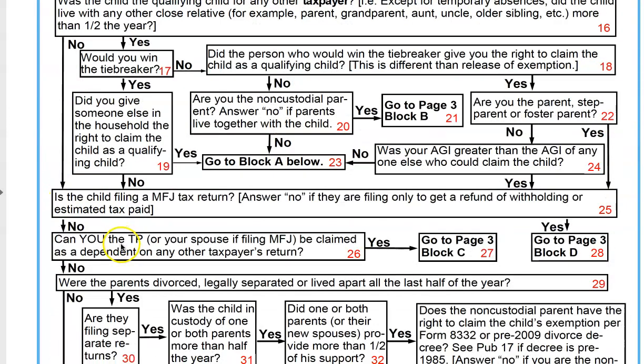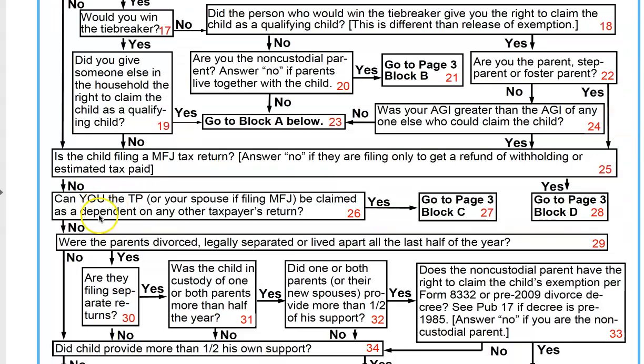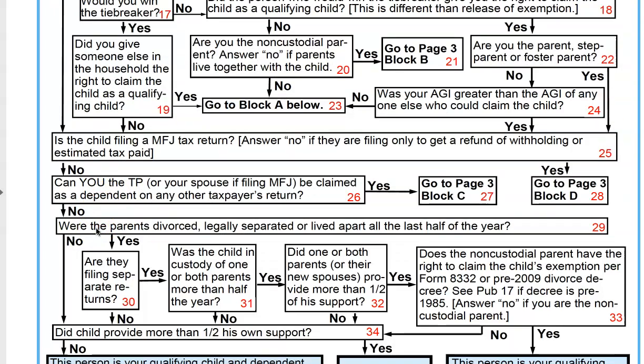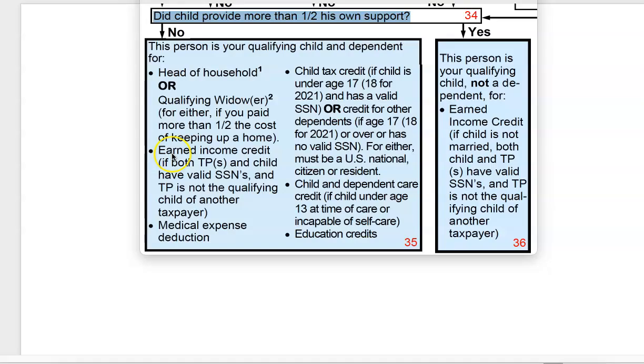Child isn't married. Sophia can't be claimed by anybody else. Parents are divorced, legally separated. Yes. Filing separate returns. Custody of both parents during the more than half of the year. Yes. Half the support. Yes. Does the custodian have the right to claim the child? No. Did the child provide more than half his support?